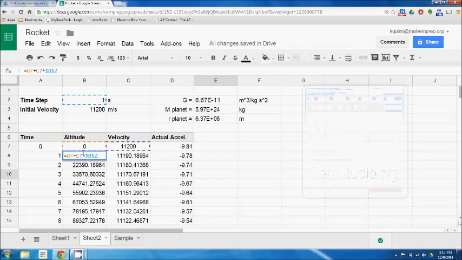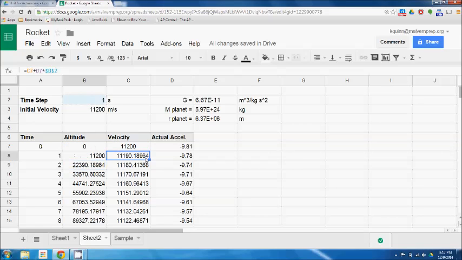Now if I can go in here, it's based on our old altitude plus our old velocity times our time step. Our velocity is equal to our old velocity plus our acceleration times our time step. And then our acceleration formula is equal to big G times mass of the planet divided by R, which was the radius of the planet plus the altitude, the quantity squared.